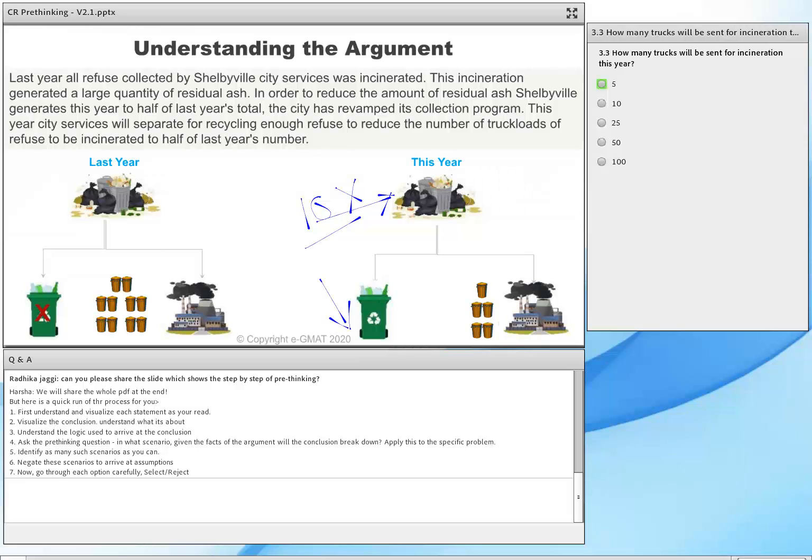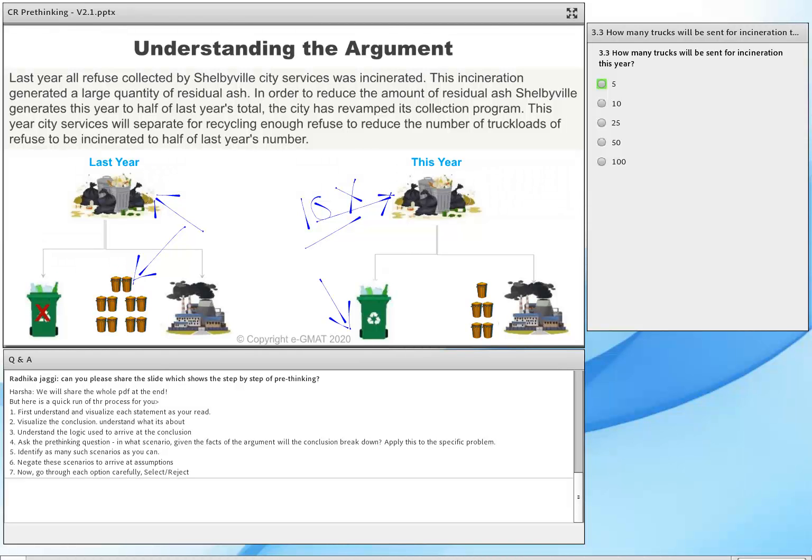Okay, if we sent 10 trucks last year, and this year we collect 10 times as much garbage as we did last year, how many trucks do you think we'll send for incineration this year? 5, 4, 3, 2, and 1. Come on, we have 100 students.